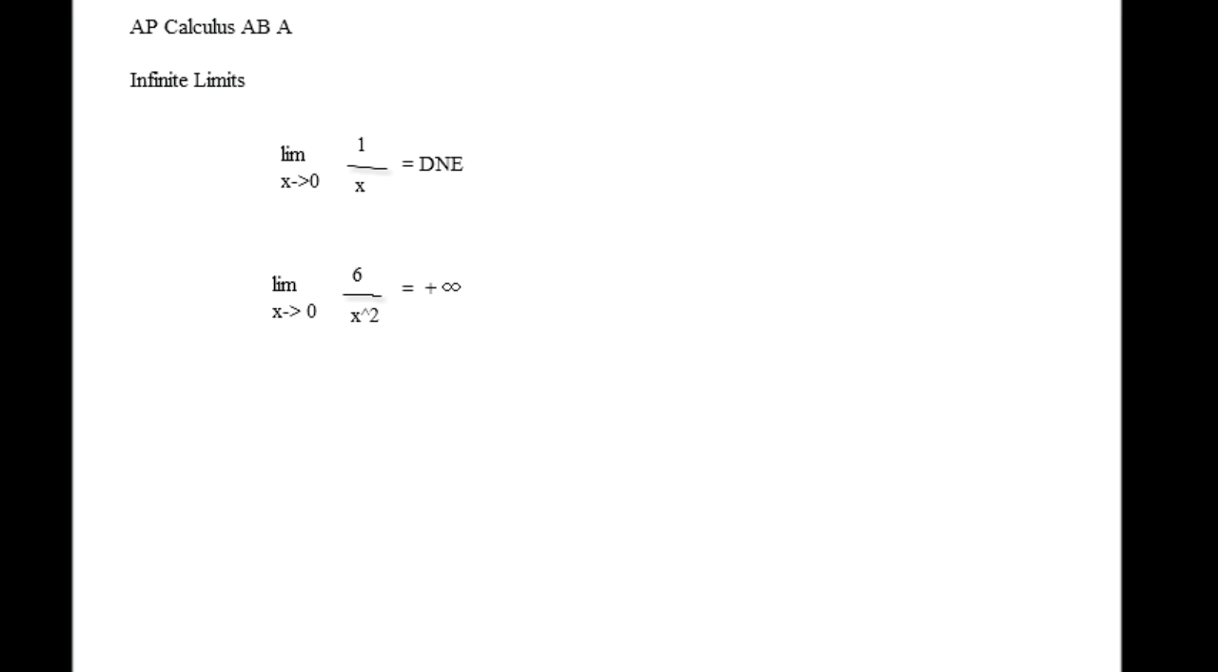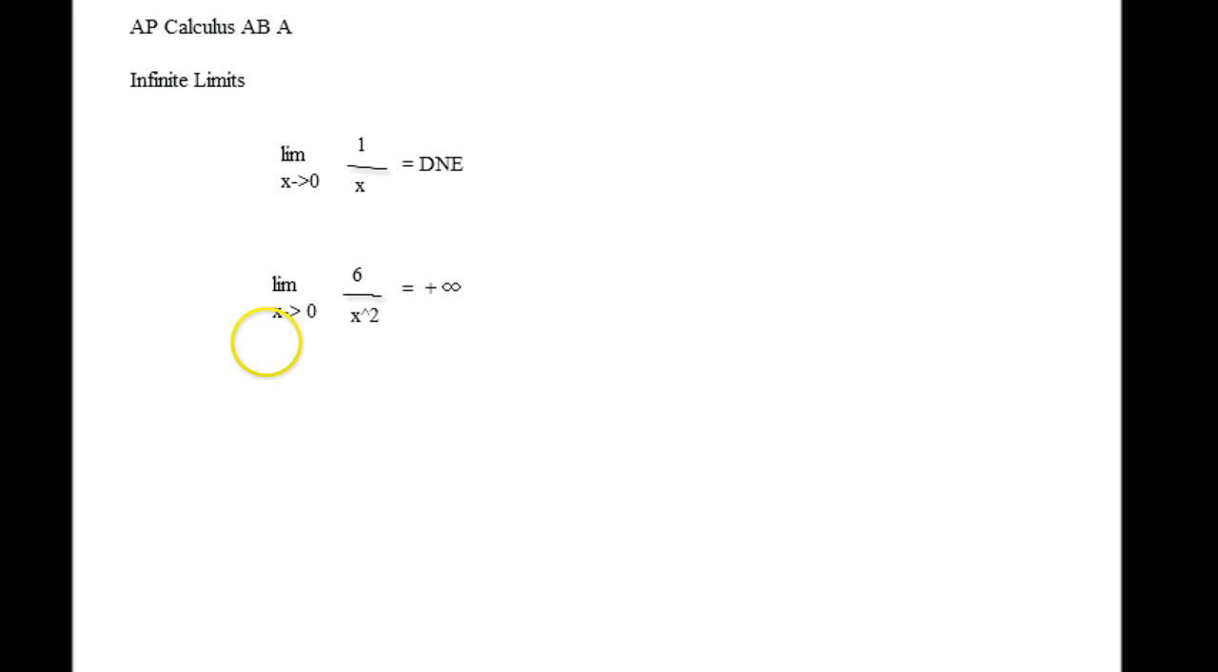Real fast, the function f of x will have a vertical asymptote at x equals a if we have any of the following limits at x equals a. In other words, the limit as x approaches the number from the left side is positive or negative infinity. We already kind of knew that. We could graph it and just work with it. This is just analytical work.